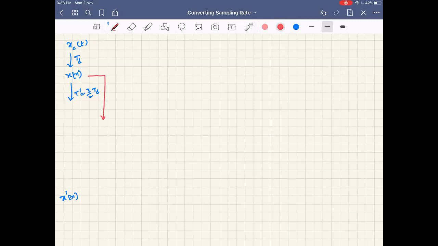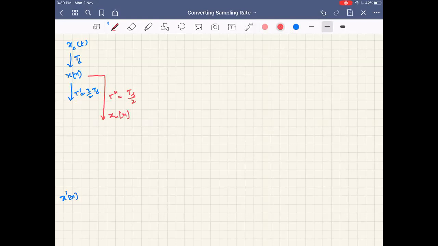I initially perform an upsampling, that is, T up is equal to Ts by 2. Okay, so I will actually get the upsampled signal x_u, upsampled by 2 times.